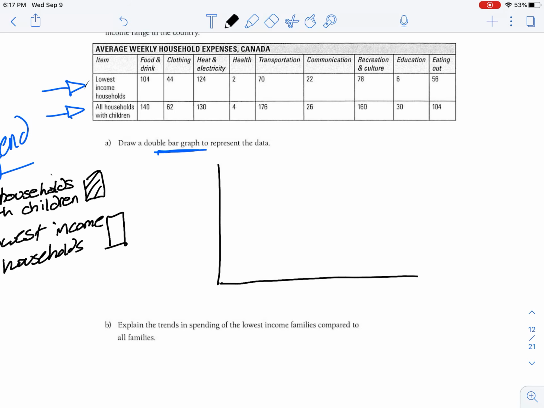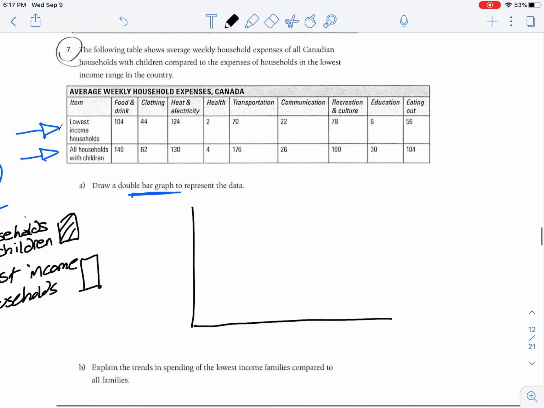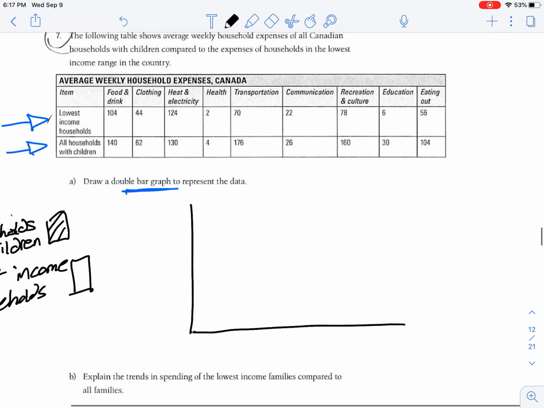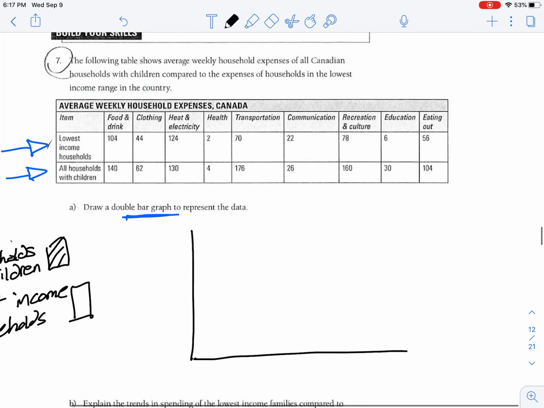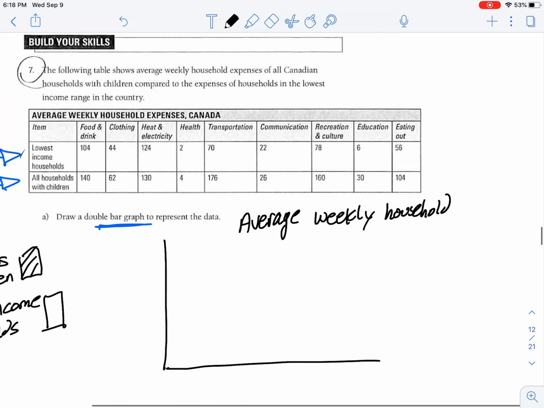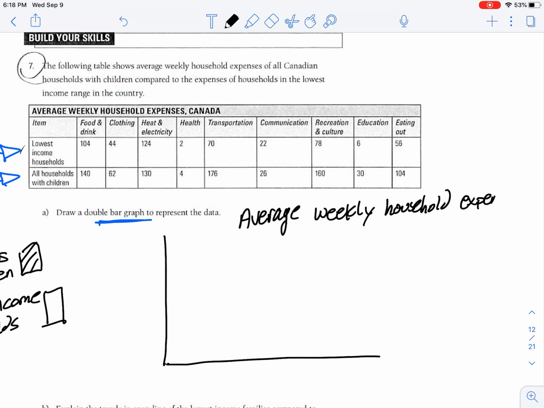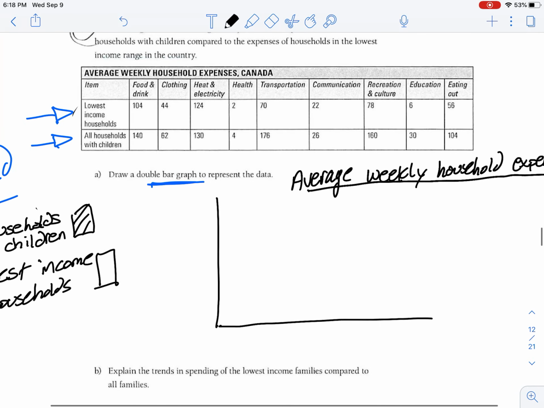So here, let's start by giving our bar graph some axes. Okay. And what we're going to title this is probably just found in the sentence here. So the following table shows average weekly household expenses of all Canadian households. So we're going to put average weekly household expenses. Okay, and that's going to be my title.